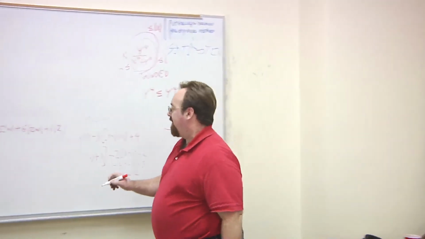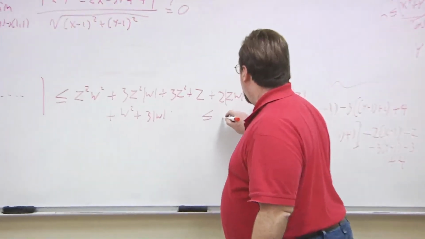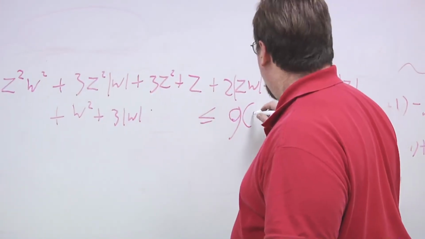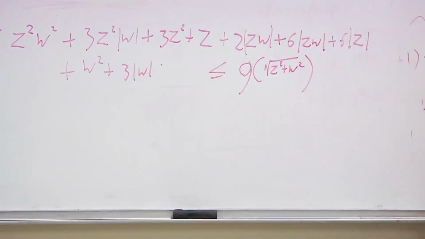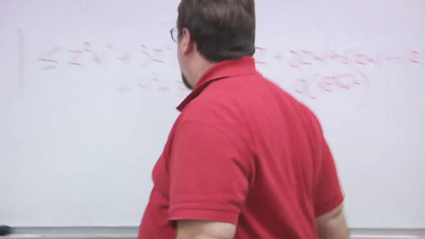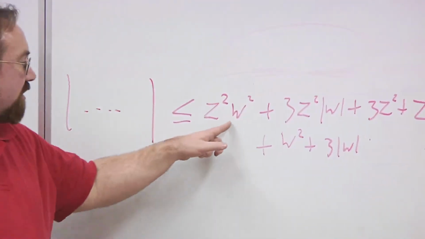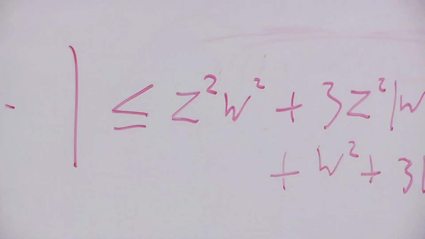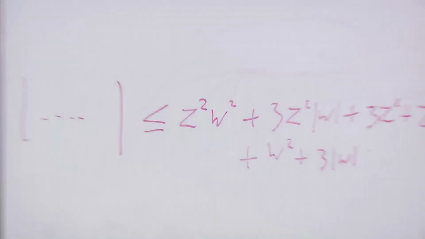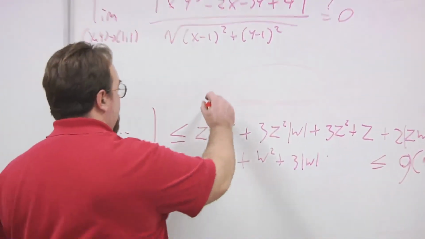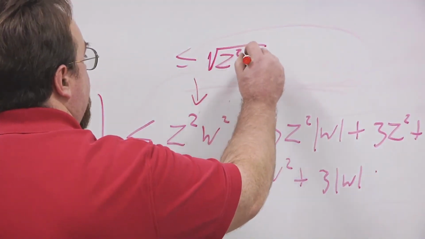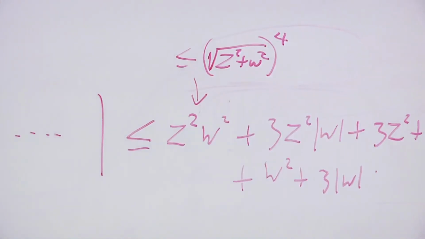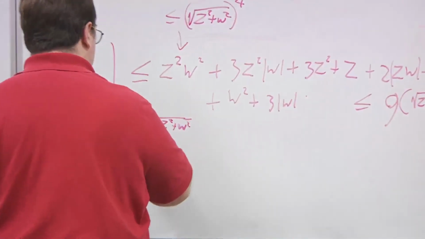We still want to bound this in terms of some function of square root of z squared plus w squared, whatever function might happen to be. So here's what we can do. The highest power that we have in any of these terms is to the fourth. So for instance, this whole thing is less than or equal to square root of z squared plus w squared, all raised to the fourth power. Only because of these relationships.